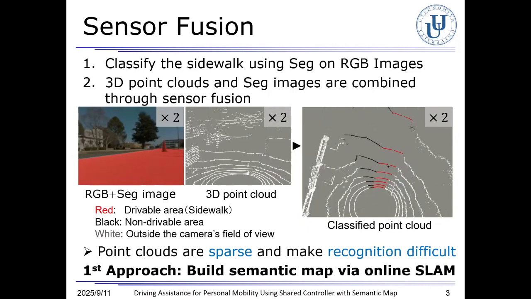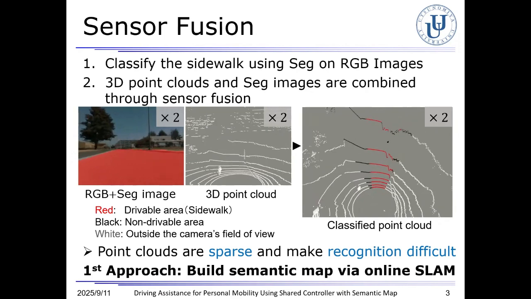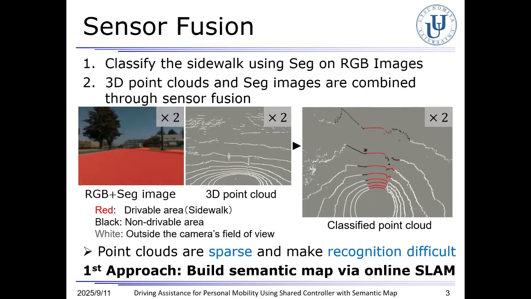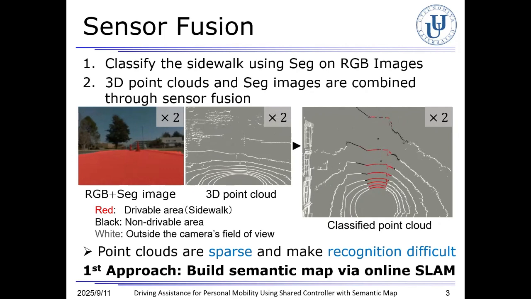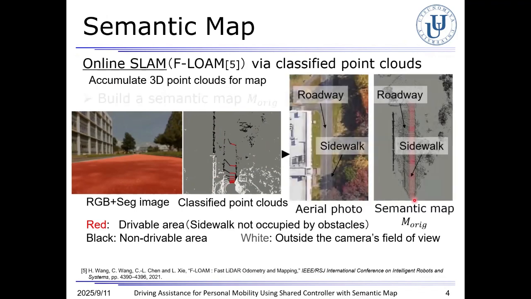Therefore, our first approach is to build a semantic map via online SLAM, so that the mobility can recognize the sidewalk more robustly. Here, let us explain our semantic map. The classified point clouds obtained through sensor fusion are then used for online SLAM. Online SLAM accumulates 3D point clouds in real time to build a map. As a result, a semantic map is built.